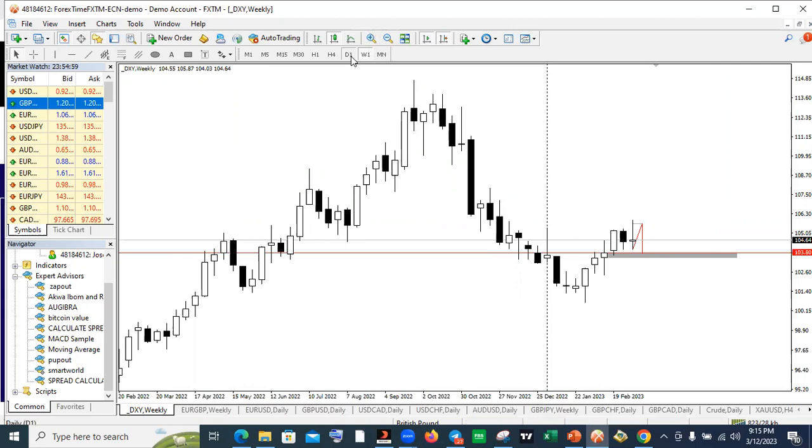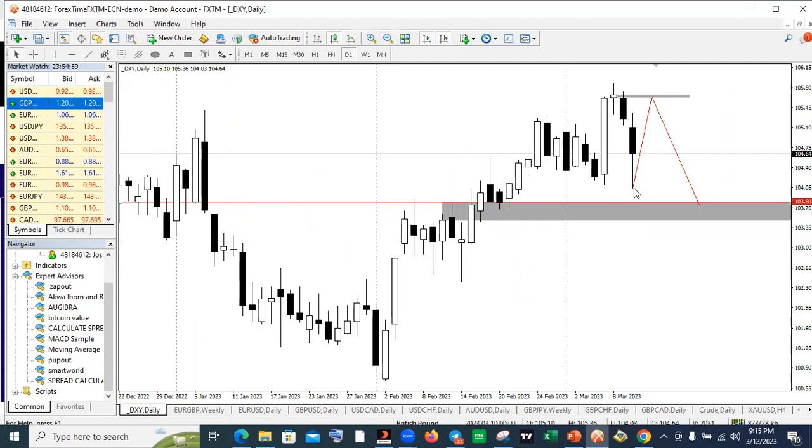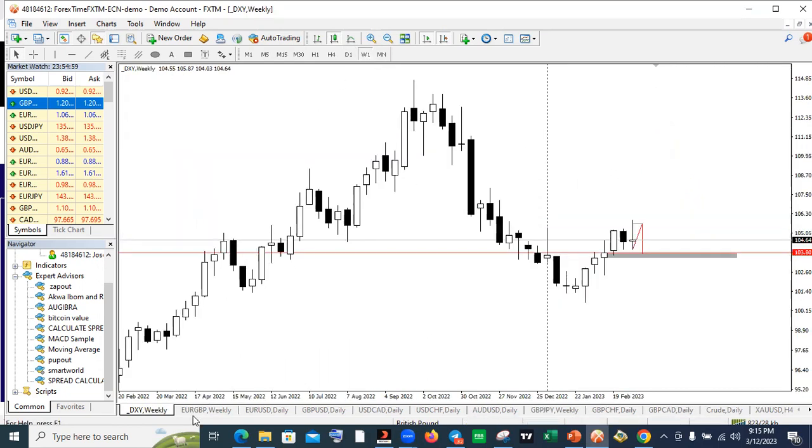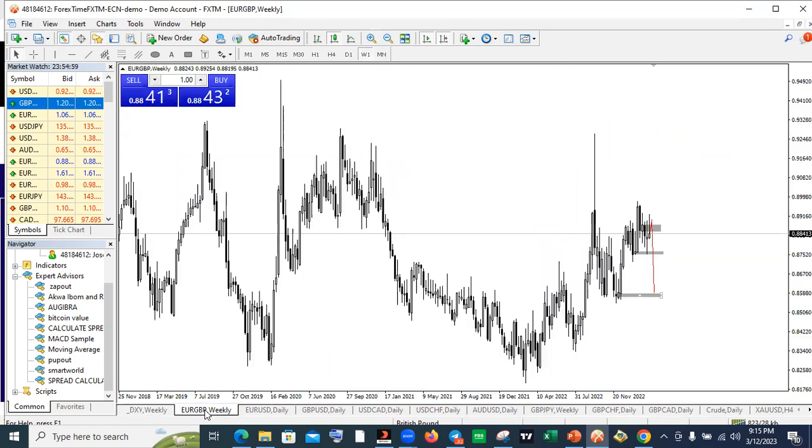If you look at the daily time frame, you see what will happen. The market will probably rise to this point before falling down to this place. So expect a strong sell on the dollar. The dollar is going to be weak this coming week, for those of you who trade US dollar versus other pairs.